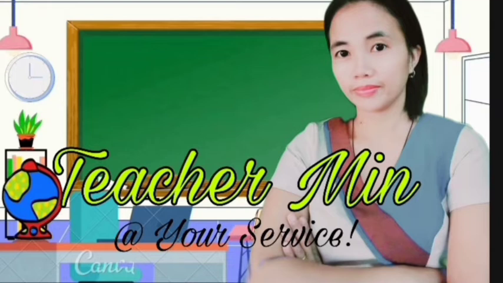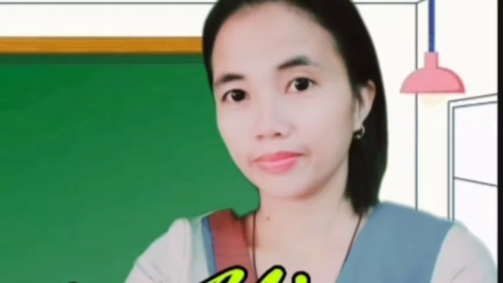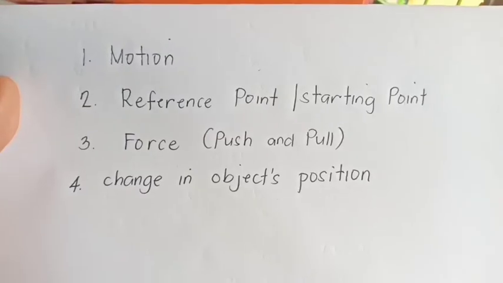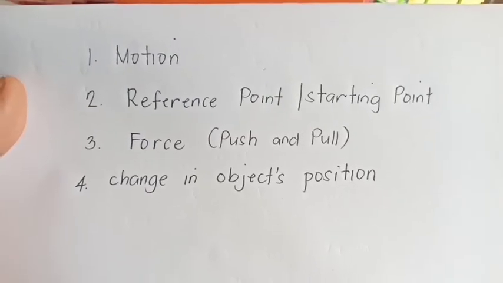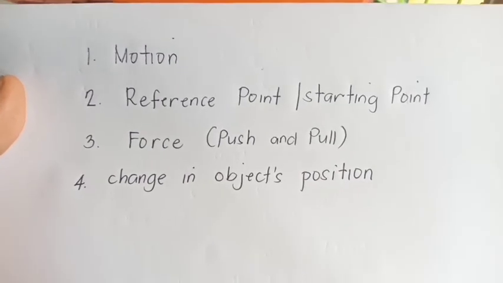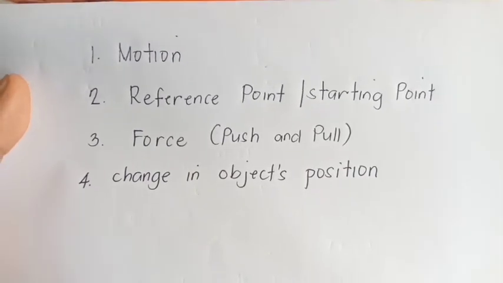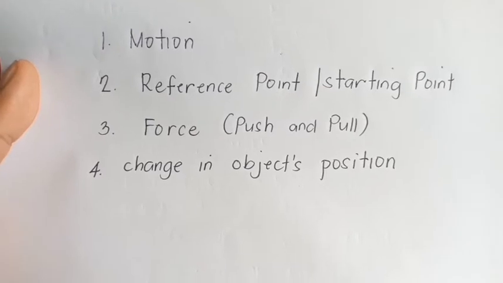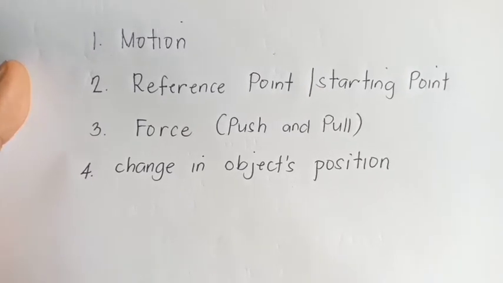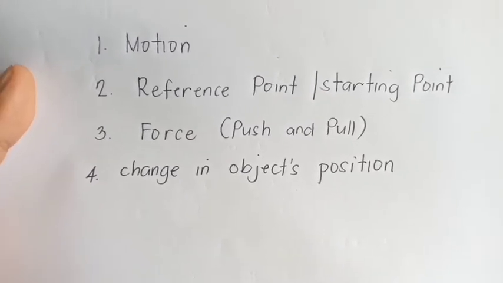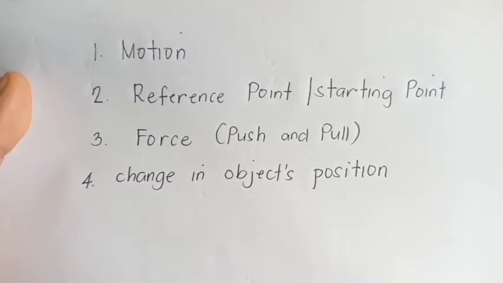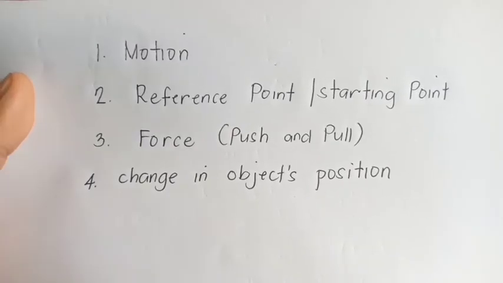So, get your module in Science 5, Quarter 3, Week 1. Let's explore the motion of an object. Here are the keywords and phrases that you will encounter for today's lesson. First is motion. Second, reference point or starting point. Third, force. And fourth, change in object's position. These are very important, so take note of this.